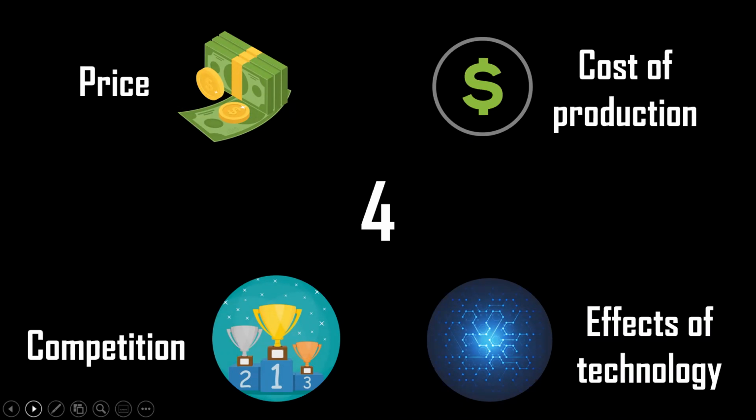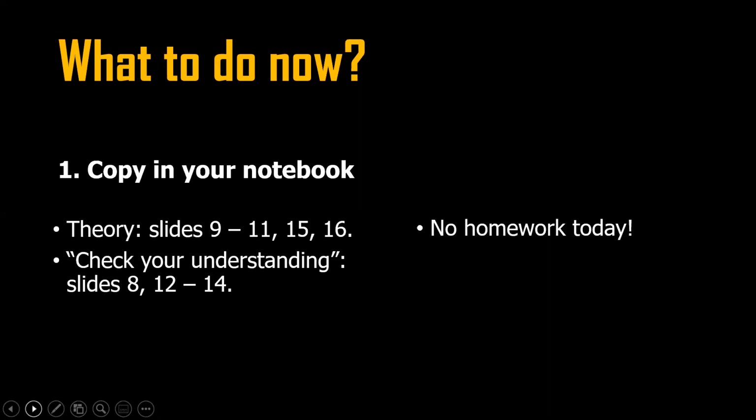First one is price, as we saw, and the other 3 we saw today: cost of production, competition, and effects of technology. There's no homework this week, but you do have to copy in your notebook slides 9 through 11, 15, and 16, and in Check Your Understanding, slides 8, 12, 13, and 14. Please make sure to have it ready for next class.